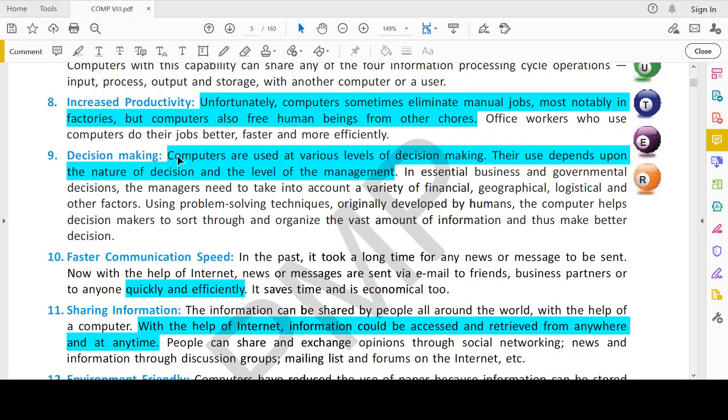Decision making. Computers are used at various levels of decision making. Their use depends upon the nature of decision and the level of management. In essential business and governmental decisions, managers need to take account of a variety of financial, geographical, logistical and other factors using problem-solving techniques originally developed by humans. Computer helps decision makers to sort through and organize the vast amount of information and thus make decisions.